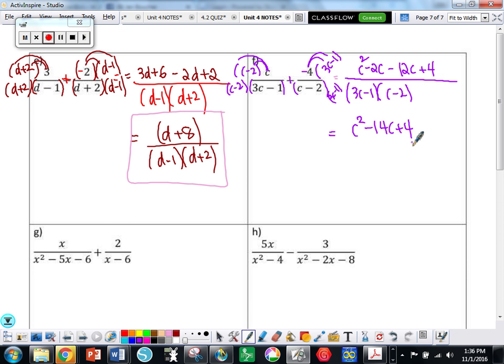Ignoring the denominator for a minute, can you factor the top? That's the next question. You need to check to see if you can find anything that multiplies to 4 and adds to 14. No, right? 4 and 1. So you need to see if the top factors. If it does, you factor it. If not, you just keep going. And that is your final answer.